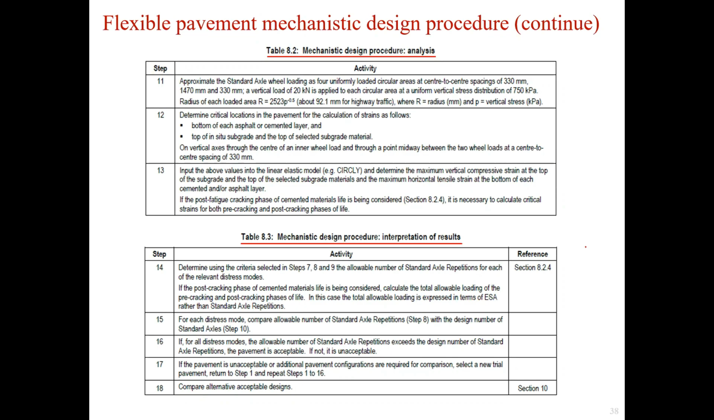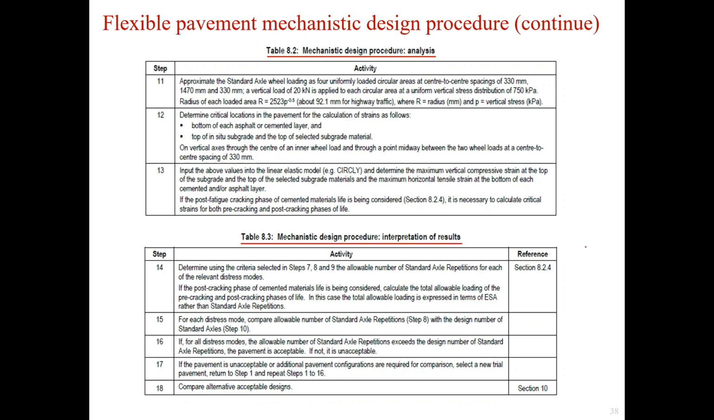For the analysis, we assume an appropriate standard axle loading, then determine the critical locations in the pavement for the calculations of strain. Step 13 is to input the given conditions to CIRCLY to determine the maximum vertical compressive strain of the subgrade and maximum tensile strain at the bottom of the cemented and asphalt layer. Sometimes we need to calculate the critical strain for both pre-cracking and post-cracking, if the post-failure cracking phase of cemented materials is considered.